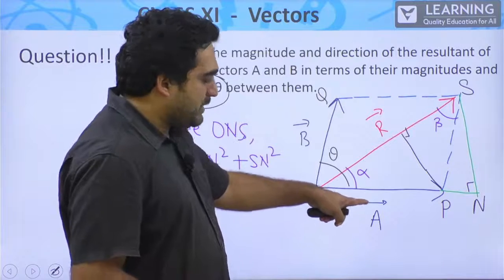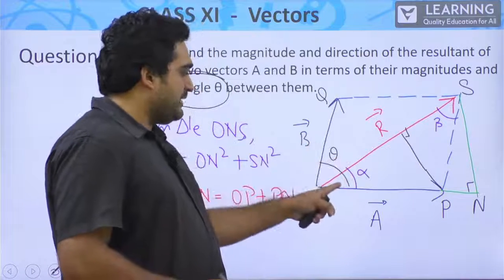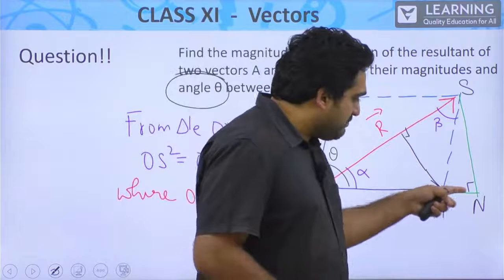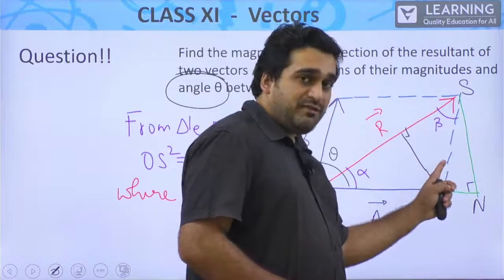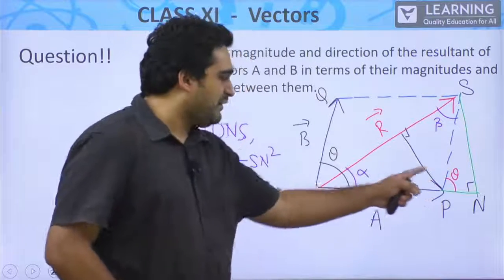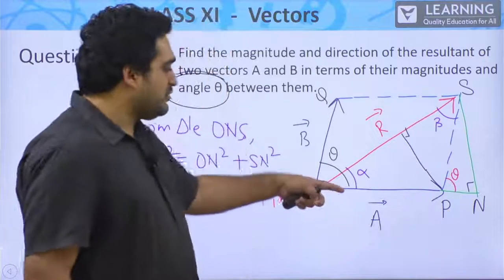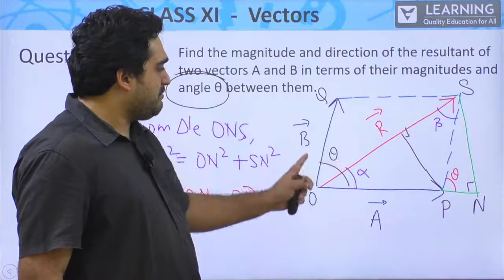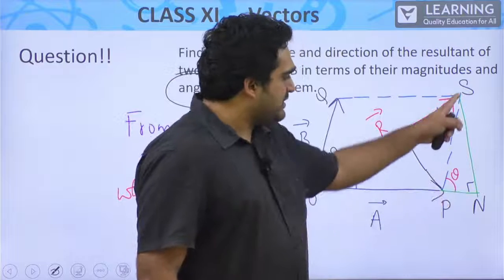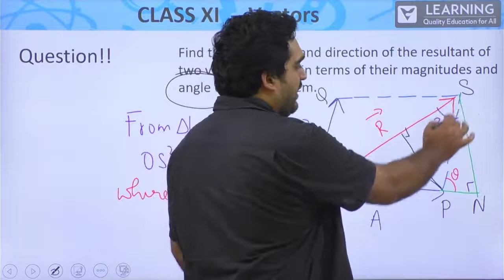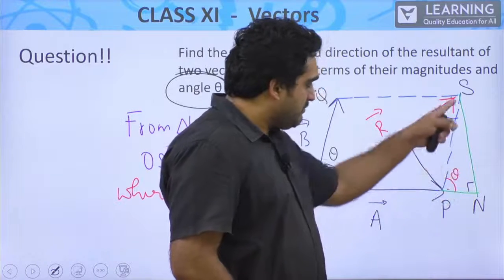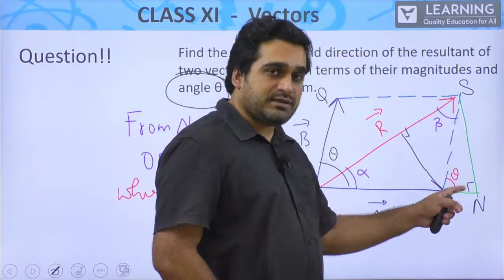Now, A vector, the base vector, and the B vector, the angle between the two is theta. Similarly, this base and the projection of B vector make the same angle theta. You see how we identify? Because they are alternate angles. Since this blue dotted line is a projection of B vector, PN to the projection of B vector consists of an angle theta.